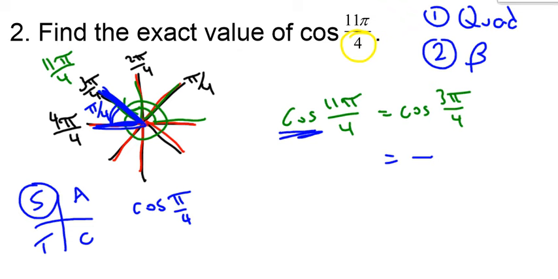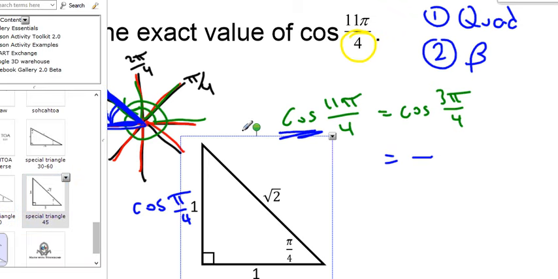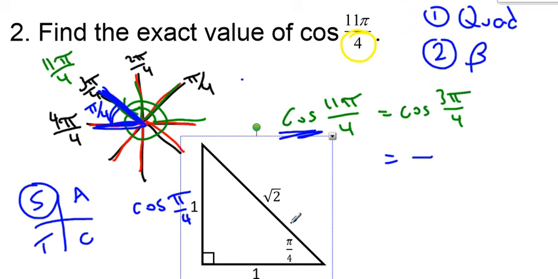So again, looking back at my special triangles, there's a special triangle for pi over 4, there's pi over 4. Cosine is adjacent over hypotenuse. So the cosine of pi over 4 is 1 over root 2. So that's my answer, except it's negative because of where the terminal arm is. So cosine 11 pi over 4 is negative 1 over root 2.